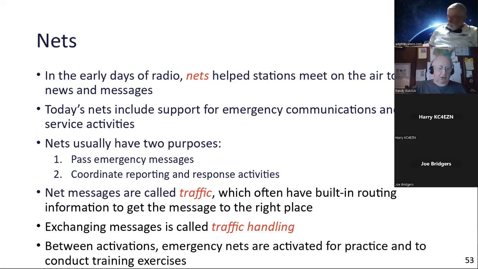Between activations, emergency nets are activated for practice to conduct training exercises. And some of us have participated in this. That's one thing about Field Day in June, and we discussed Field Day. It's an exercise to simulate emergency communications using radios. Okay.